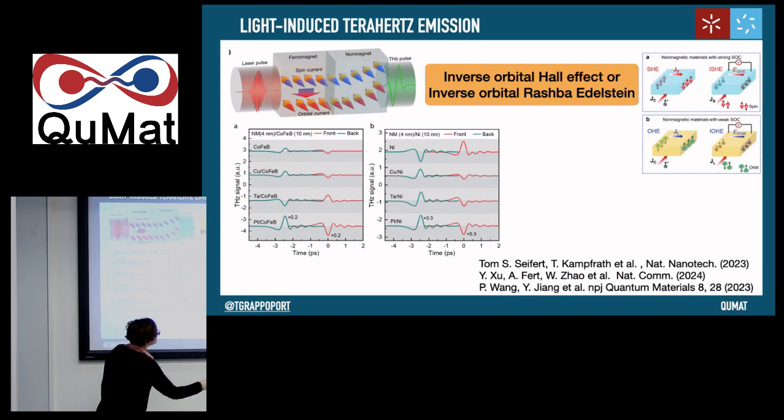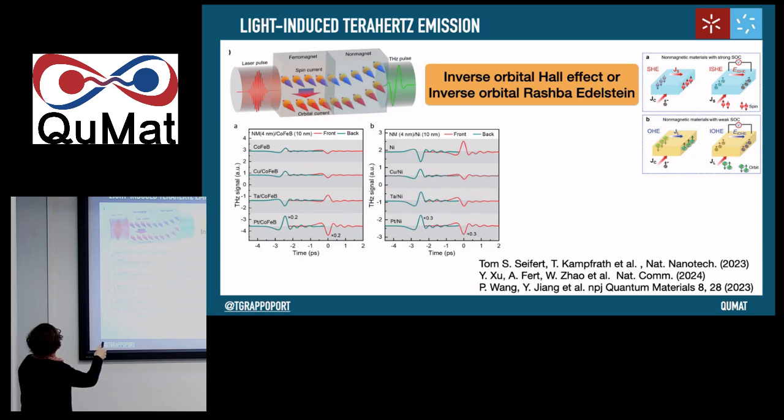The same group that was doing this began to do the same type of experiment, but now using a non-magnetic material that doesn't have any spin-orbit coupling. And they can see exactly the same thing. Now, if the ferromagnet doesn't have any spin-orbit coupling, you don't see any emission, because you're not injecting orbital currents in this material. So you need spin-orbit coupling in the ferromagnet so that the spin polarization also translates into an orbital polarization that enters the non-magnetic material and then produces the inverse orbital Rashba-Edelstein effect and emits light.